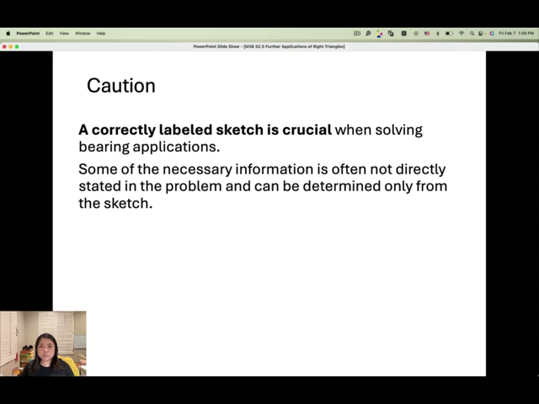Caution: a correctly labeled sketch is crucial when solving bearings applications. Some of the necessary information is often not directly stated in the problem and can be determined only from the sketch. Just like my picture, after you sketch it out, then you can find the rest of the angles.